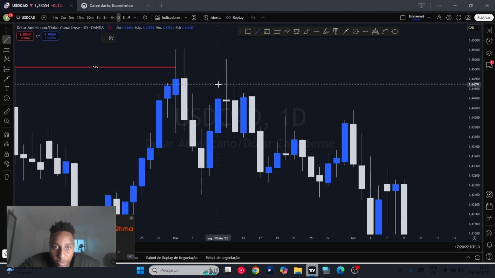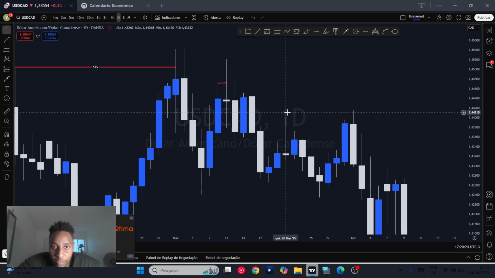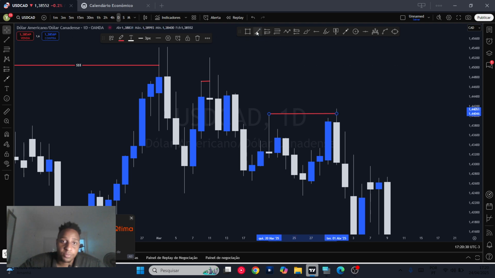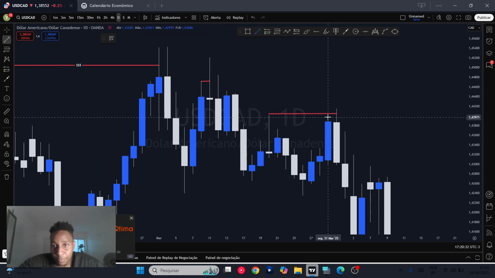Let me mark this down here. The daily high made liquidity here, basically took the liquidity of 1 week, and basically the last day liquidity of that candle.